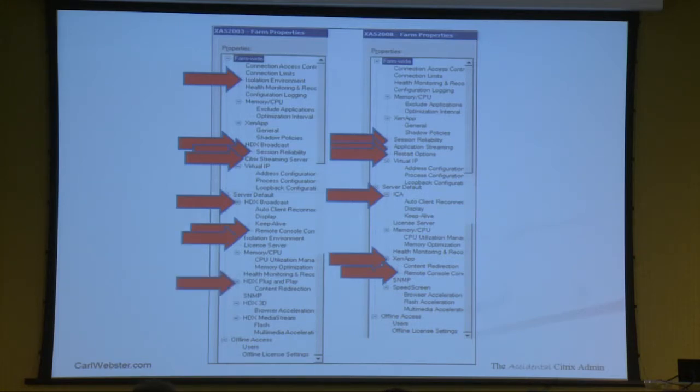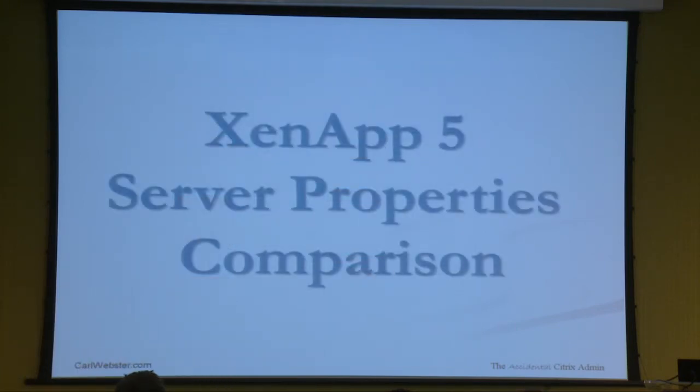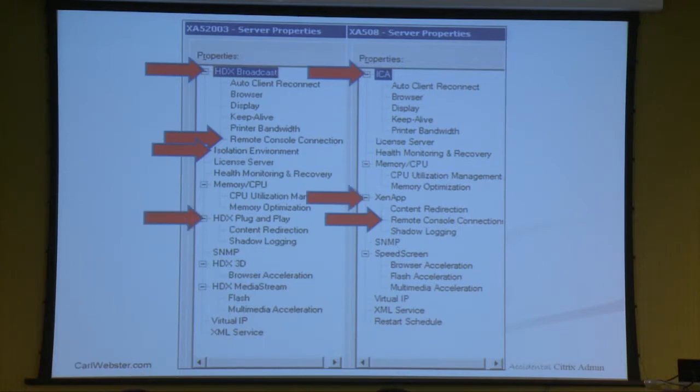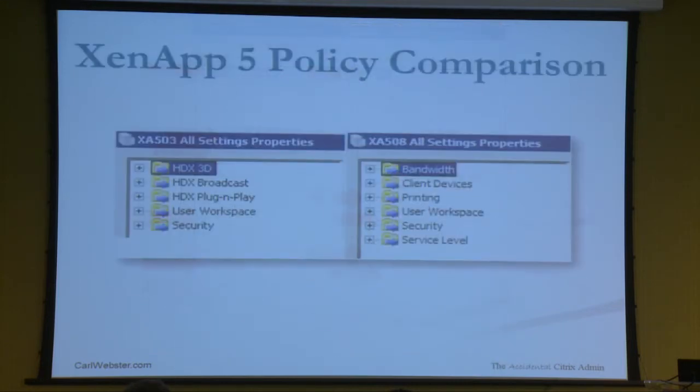Under the servers, we have isolation environment. One uses HDX plug and play, the other calls it ZenApp. And one uses HDX 3D, the other uses SpeedScreen. Then HDX MediaStream, also a SpeedScreen. Then they do things different for the flash. And then on the server side, it's the same thing. HDX broadcast, ICA, remote console connection in a different location, isolation environment, HDX plug and play, ZenApp, HDX 3D and SpeedScreen, and MediaStream and SpeedScreen, and different stuff. And 2008 adds the restart schedule.